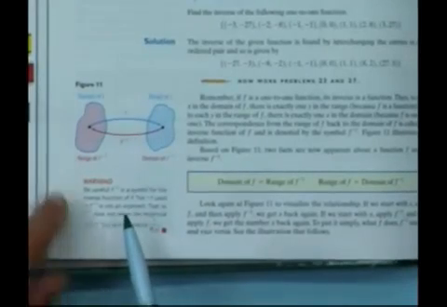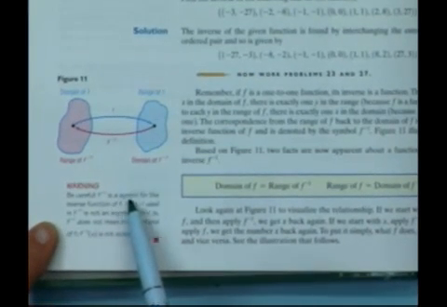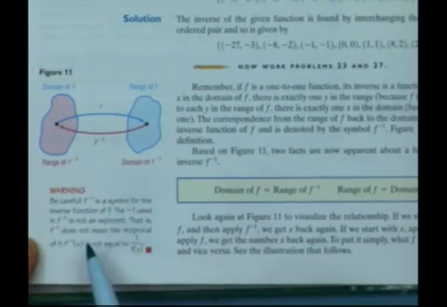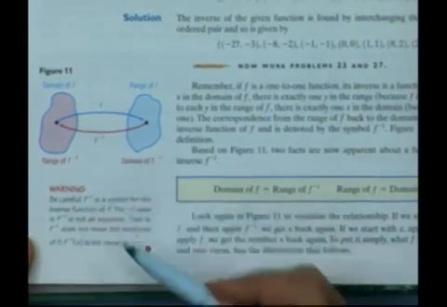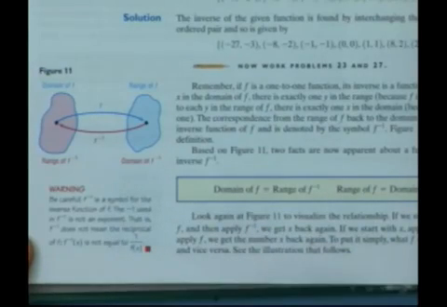And over in the margin on 408 is your warning for your notation. F to the -1 is a symbol for inverse function. It is not an exponent. Be sure that, I see that often happen on tests. People start to confuse it with a negative exponent.